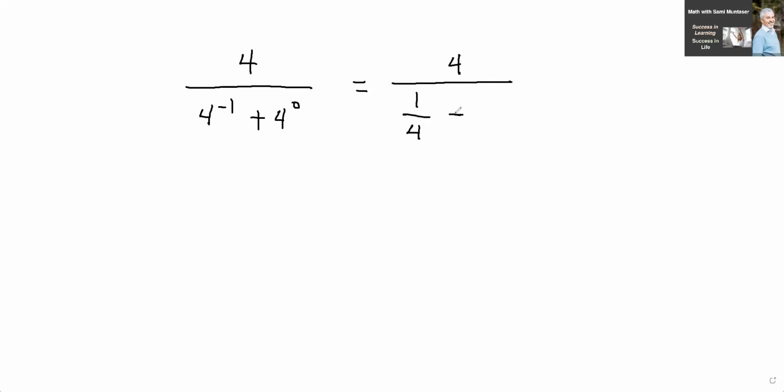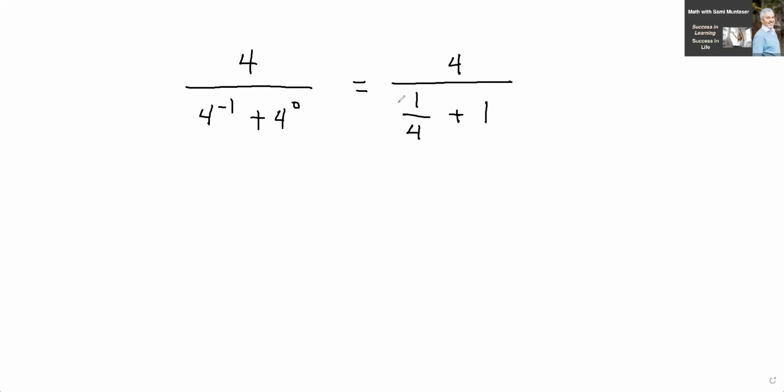And what it tells you it's 4 all over 4 to the negative 1 plus 4 to the 0. So what we're going to do here, we're going to keep that 4 on top the way it is. This 4 to the negative 1, I'm going to change it to 1 over 4 plus anything to the power of 0 gives you 1. Now, wow, this we have a number over a fraction plus a whole number. What do we do now?